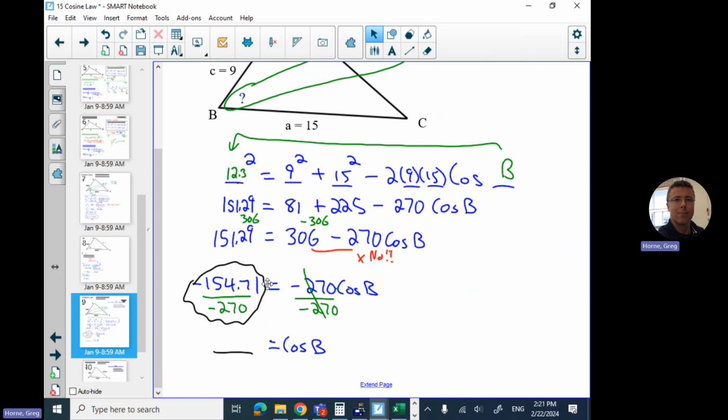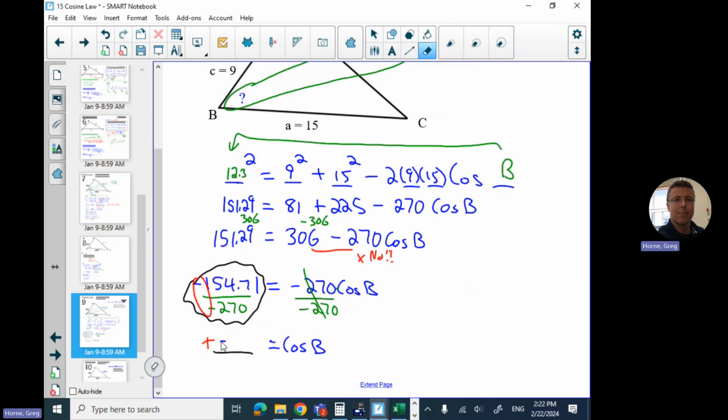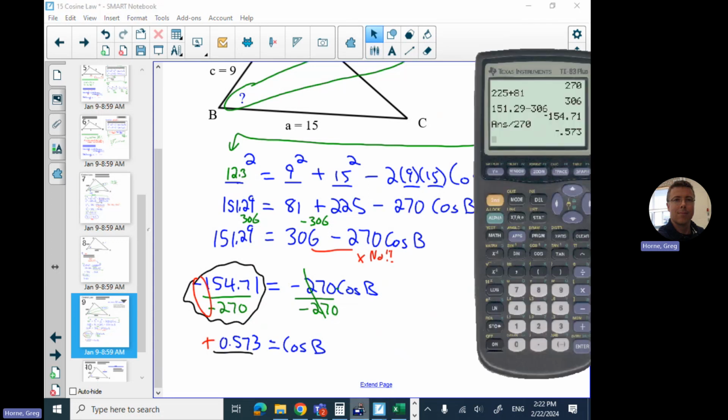So negative divided by negative, of course, so it's a positive answer. So positive 154.71 divided by 270. That gives us 0.573. It shows negative on the calculator at first, but of course not negative, because I already had the negative in there. I looked at the calculator and had the negative, but I didn't bother putting in the negative. Two negatives make a positive. In reality, I didn't enter it in, so the calculator is spitting out a negative number because it doesn't know better.